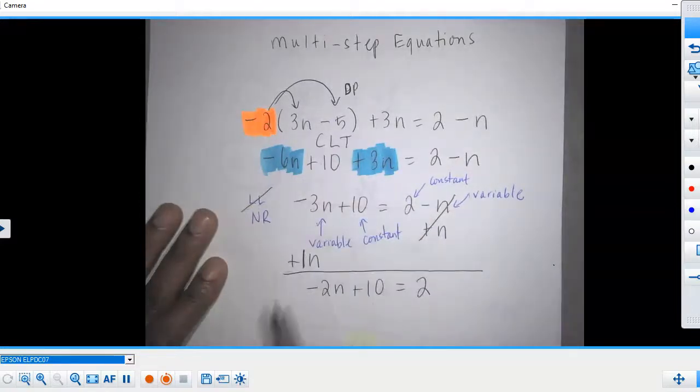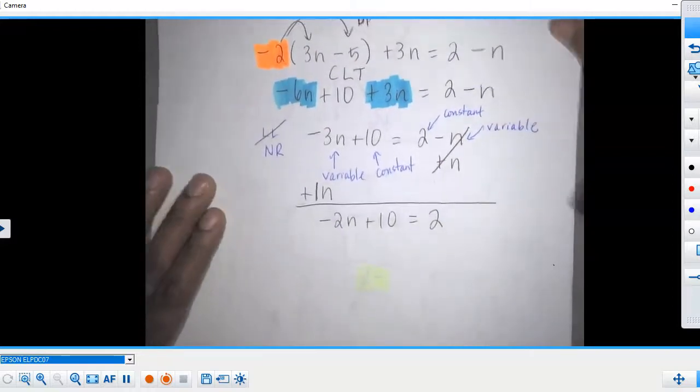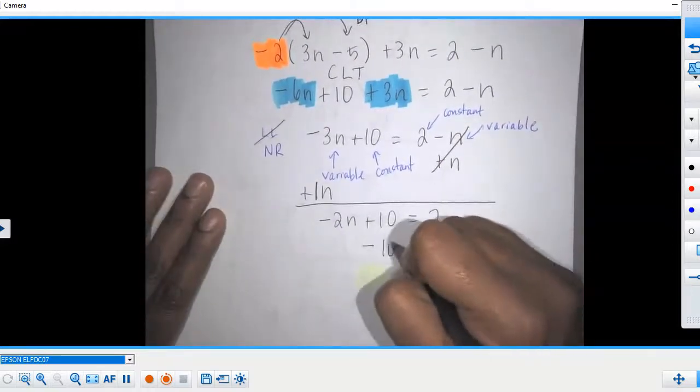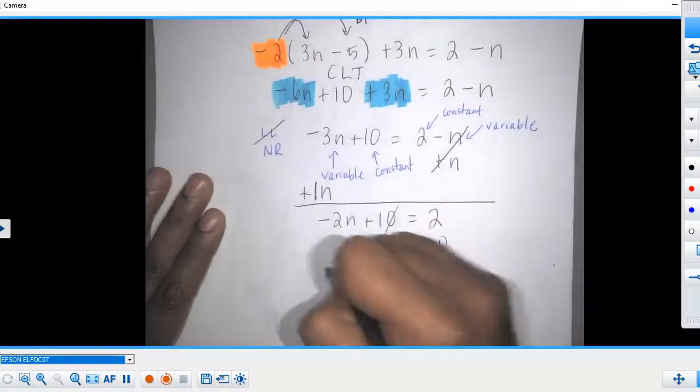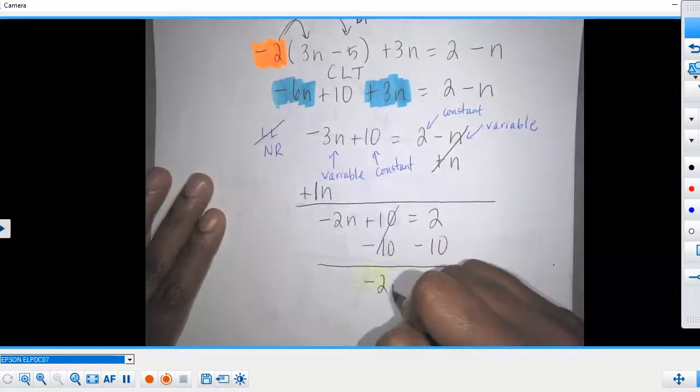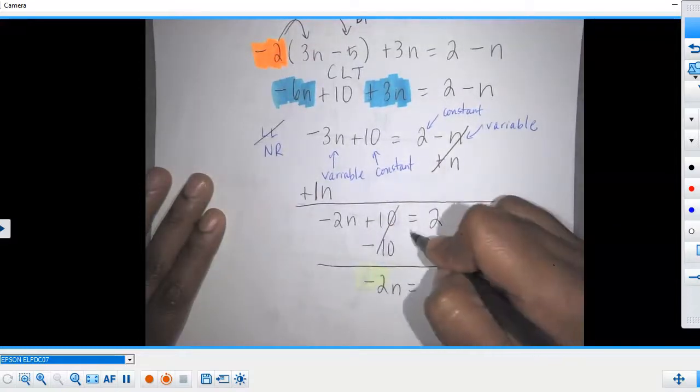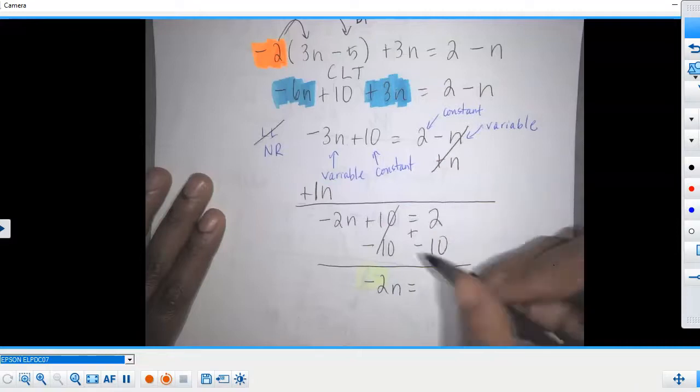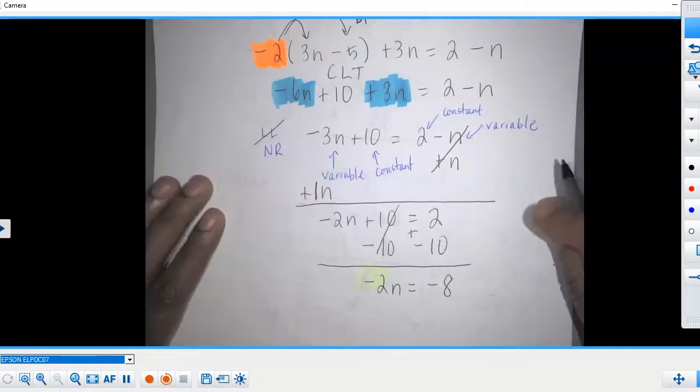All right? Now I'm going to do my constants or numbers. They're going to move to the right side. So this guy has to move to this side. So the opposite of addition is subtraction. So I'm minusing 10. And now I'm at negative 2n is equal to, again, I like to put a plus so you can see it. Subtract, keep the sign of the bigger number, negative 8.